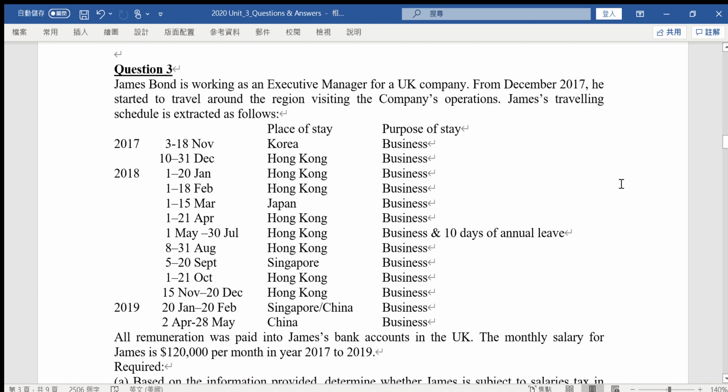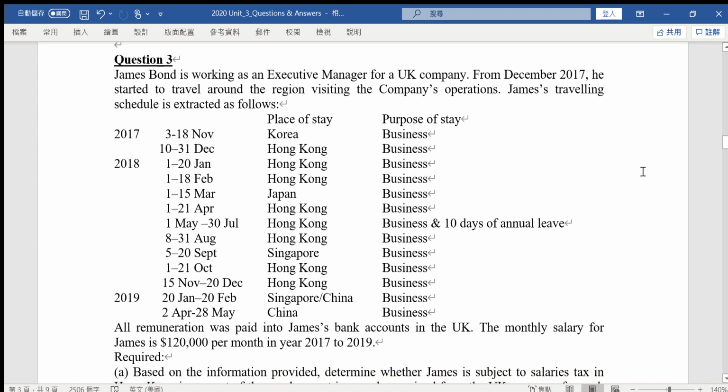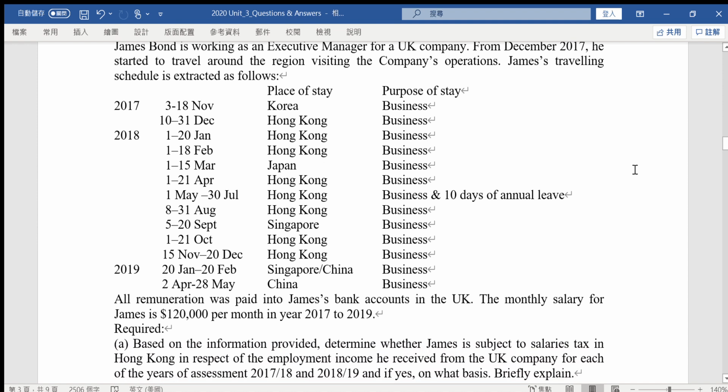Question 3 is about an executive manager of a UK company, and he is required to travel to a lot of places in Southeast Asia, including Korea, Hong Kong, Japan, China, Singapore, all those places. By looking at the travel schedule over the 3 years, 2017 to 2019, you will find that there are different periods when he comes to Hong Kong.